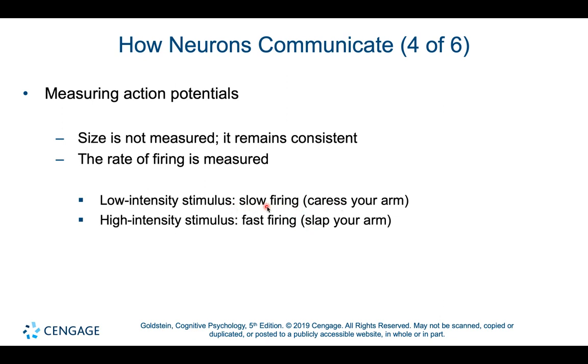Slow firing indicates a caress. Fast firing indicates a slap. And we can take that analogy and we can use it for all of your senses. It works like that, more or less, for all of your senses. We can tell the type or intensity of a stimulus based upon the frequency of neuronal firing, as well as maybe the location of the neurons that are firing.